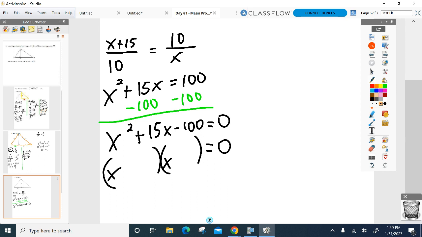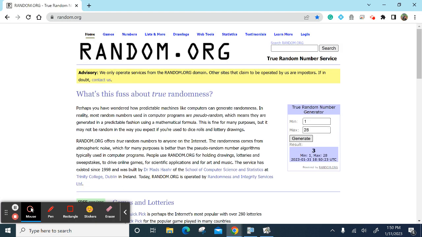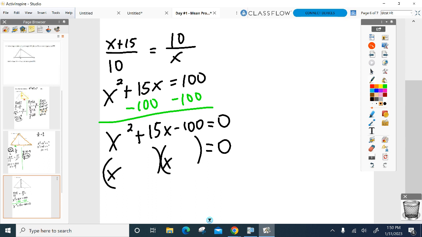Let's see. Numbers that multiply to 100. 2 and 50? No. 25 and 4? Close. No. 10 and 10. Back to the drawing board. Those 2 numbers that multiply to 100, but somehow are going to give you 15. Negative 5 and positive 4? 20 and 5. Good work. Got to be positive 20 and negative 5 to add to 15. So x equals positive 5 on one side, and x equals negative 20.